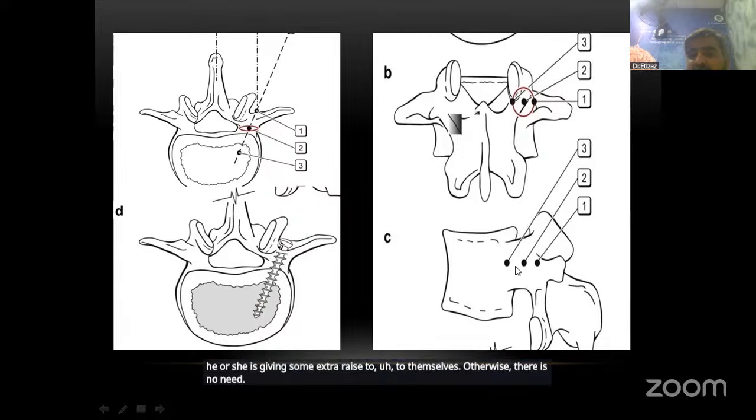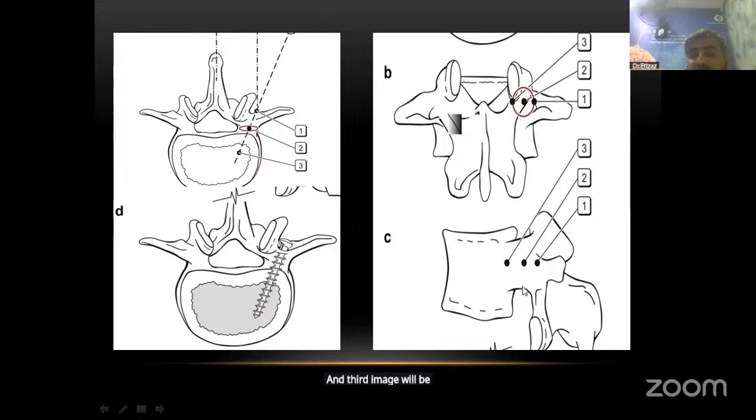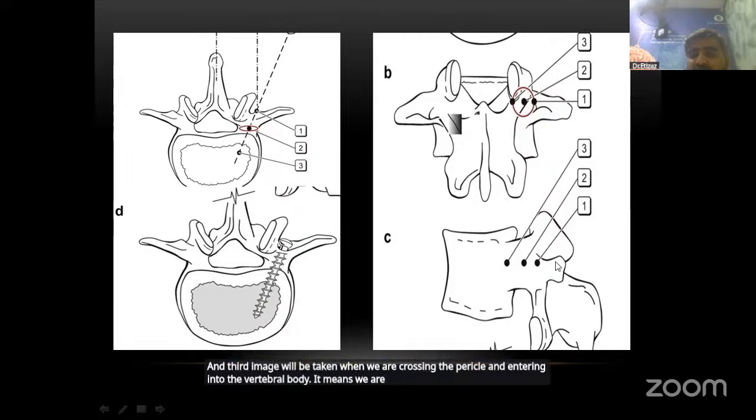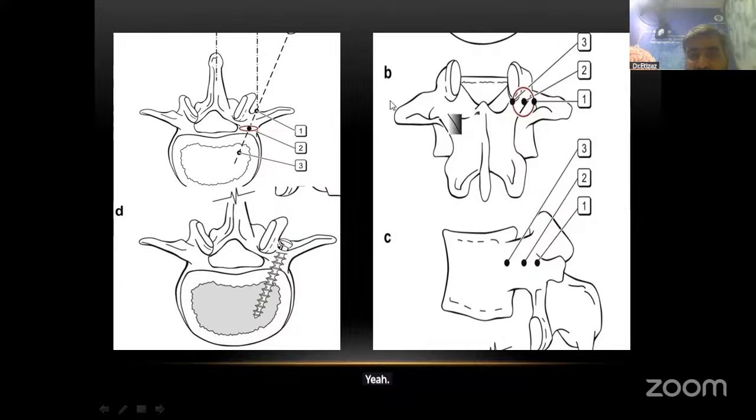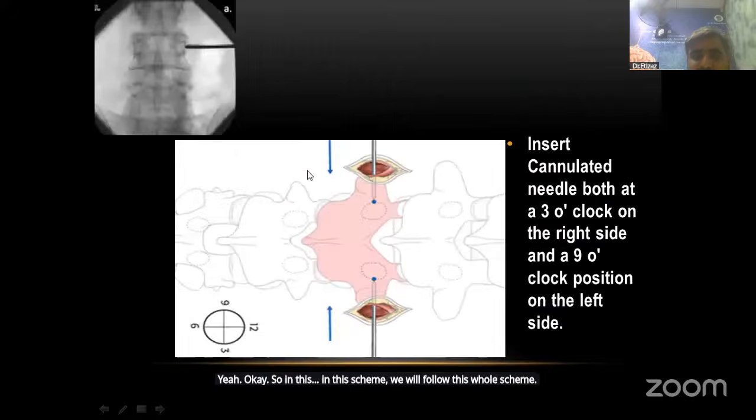The second image will be taken when the medial portion of the pedicle is reached. The third image will be taken when we are crossing the pedicle and entering the vertebral body. It means we are in the good direction. So in this scheme, we will follow this whole scheme in our surgery.